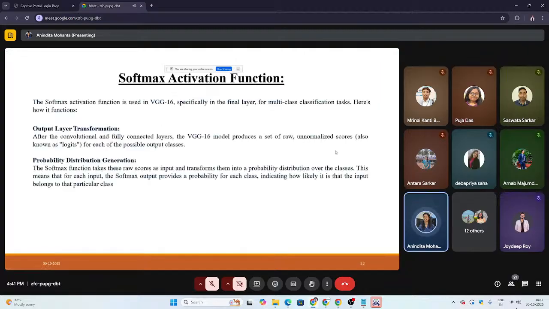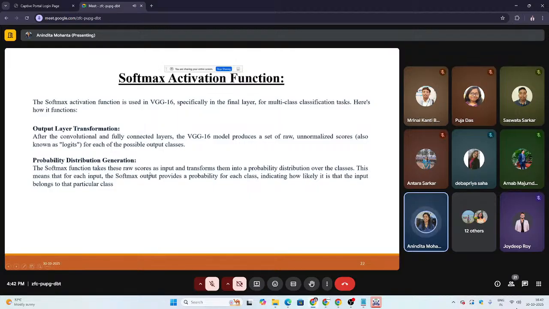And what is the softmax activation function? In VGG16, the softmax activation function is specifically used in the final layer, that is, after the dense layers. It is used for the multi-class classification task. Here is how it functions. Output layer transformation: after the convolution and fully connected layers, the VGG16 model produces a set of raw unnormalized scores, also known as logits, for each of the possible output classes.